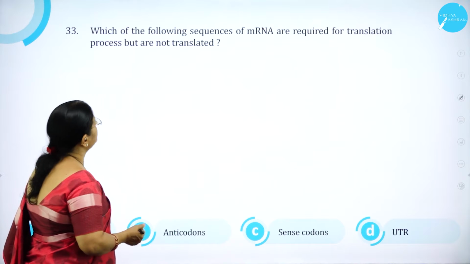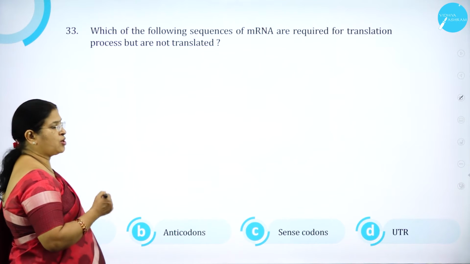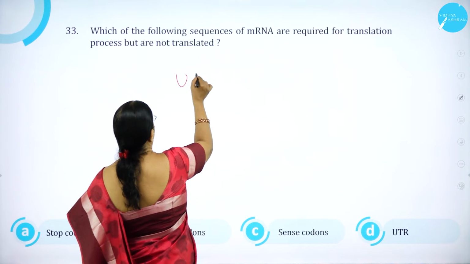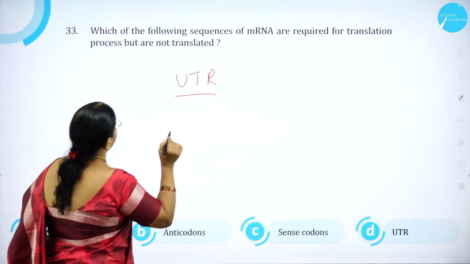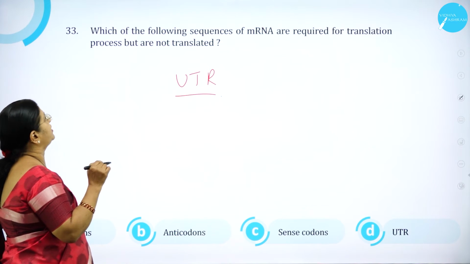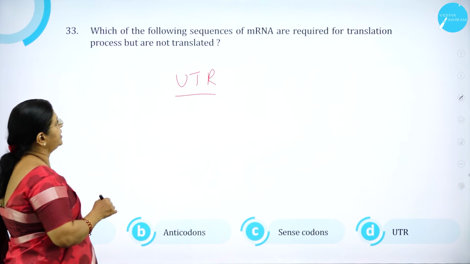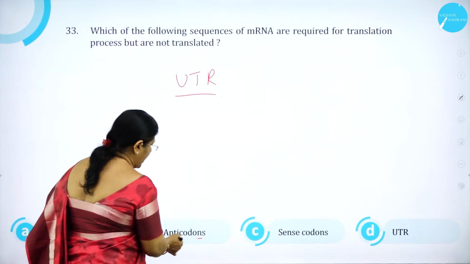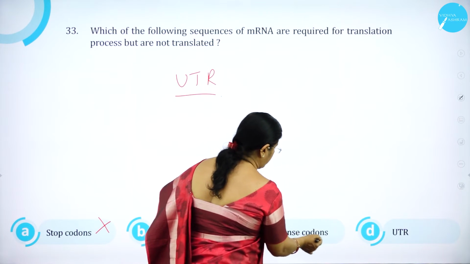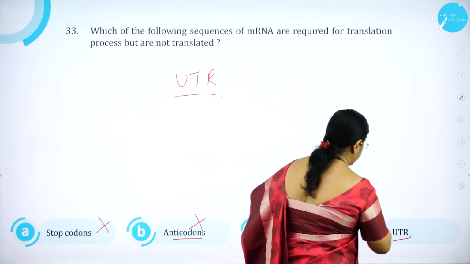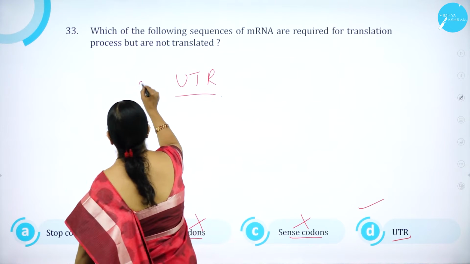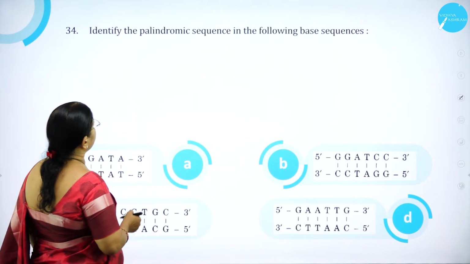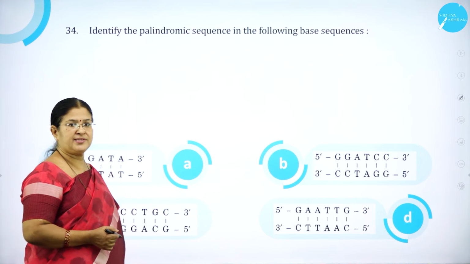Which of the following sequences of mRNA are required for translation process but are not translated? It is UTR. So option A, stop codons, wrong; option B, anticodons, wrong; option C, sense codons, wrong; and D, UTR is correct. So option D is correct. Identify the palindromic sequence in the following base sequence.